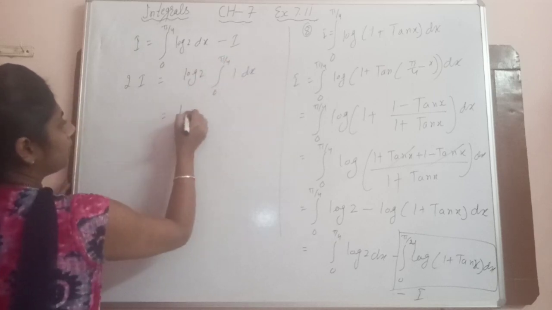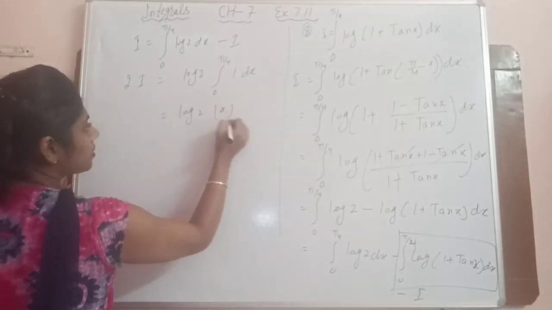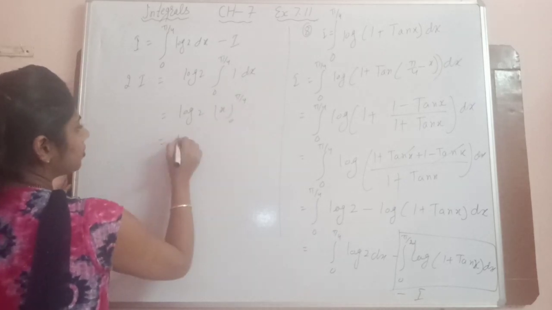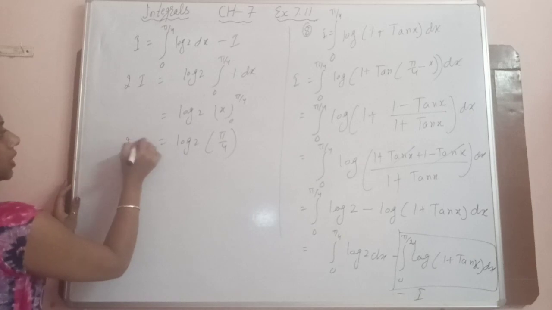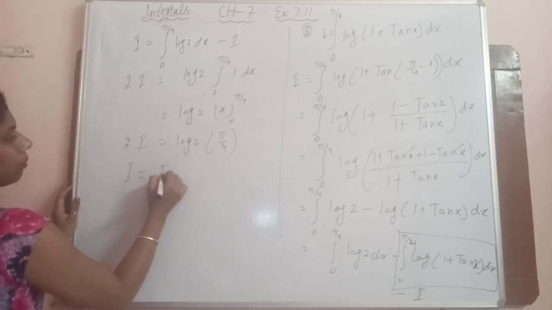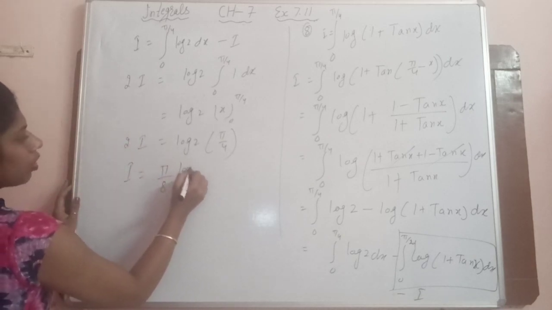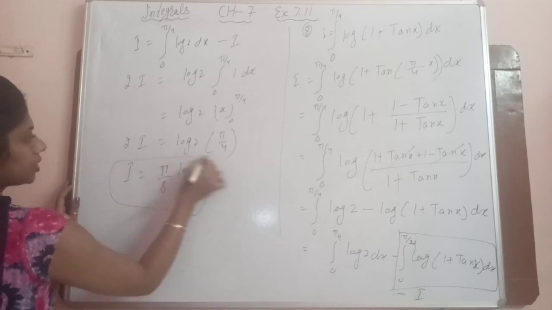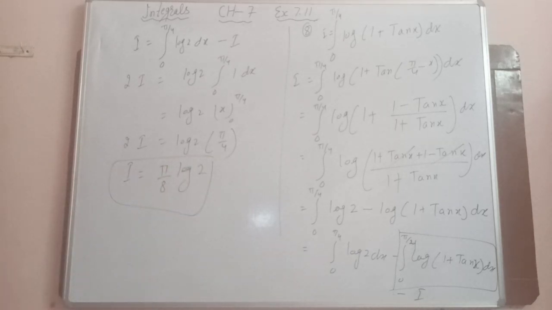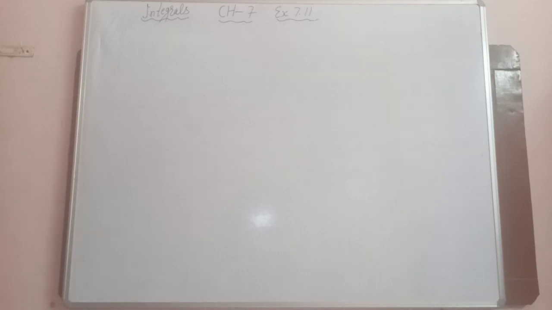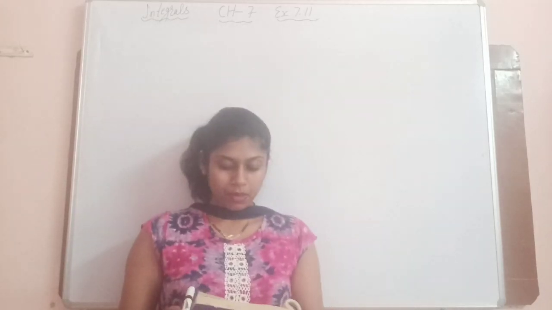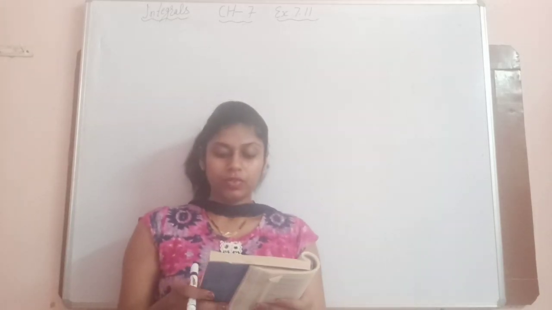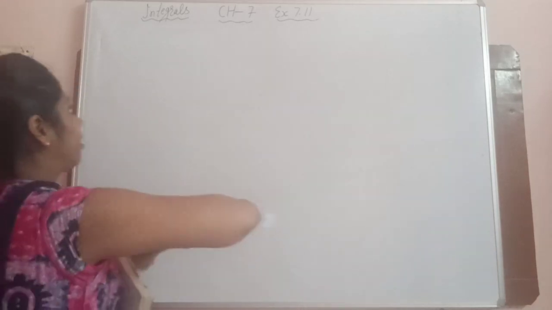Now integrate. x from 0 to pi by 4, log 2 times pi by 4. This is equal to 2I, so I will become pi by 8 log of 2. This is your answer. Clear? Next, questions number 9 and 10 are the same, you have to apply the formula sum of the limits minus x in both questions. Next we will solve question number 11.